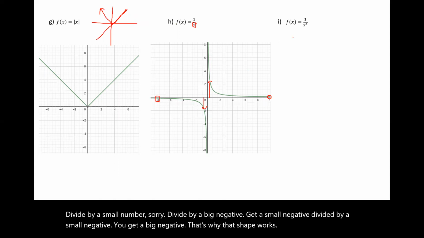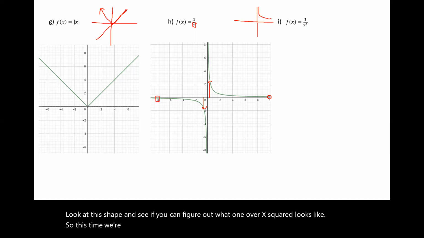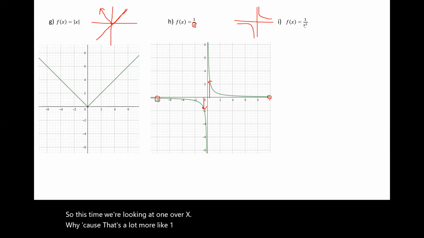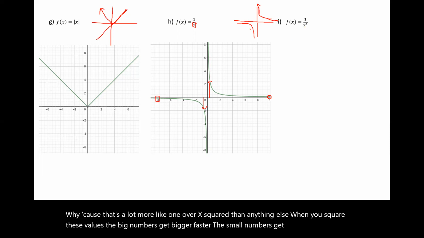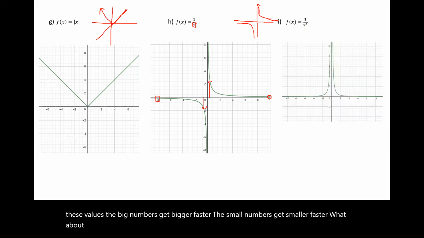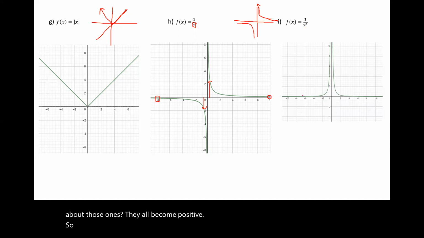Look at this shape and see if you can figure out what 1 over x squared looks like. So this time we're looking at 1 over x. Why? Because that's a lot more like 1 over x squared than anything else. When you square these values, the big numbers get bigger faster, the small numbers get smaller faster. What about those ones? They all become positive. So you must know your basic shapes.